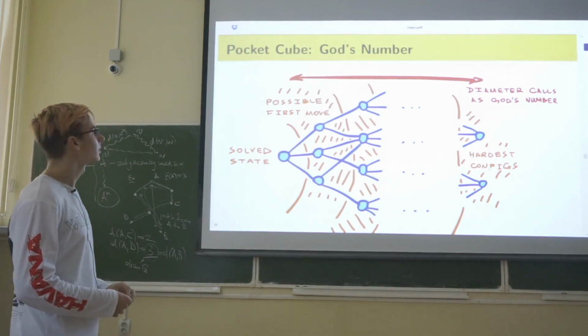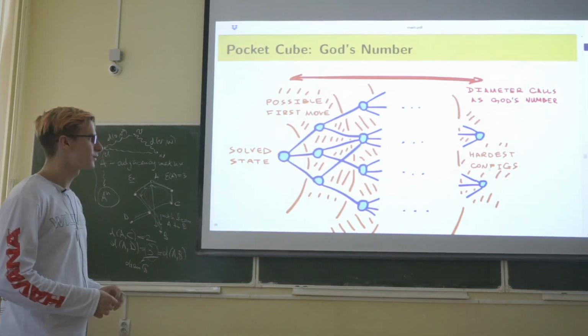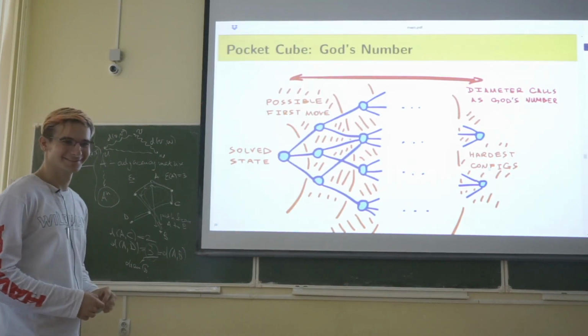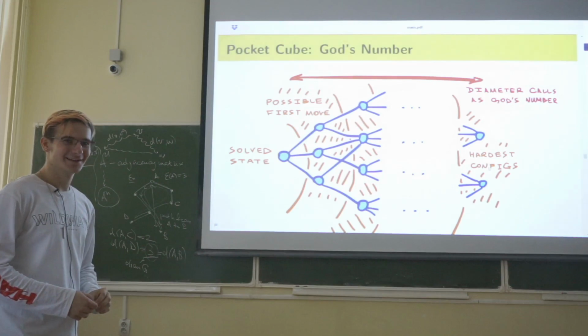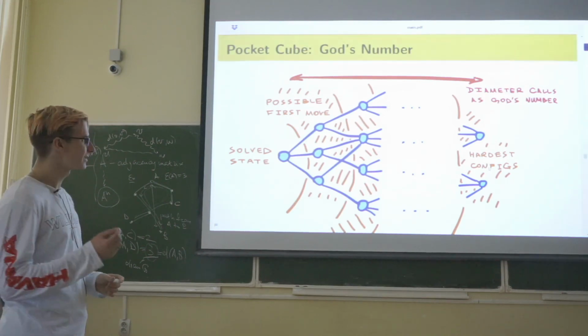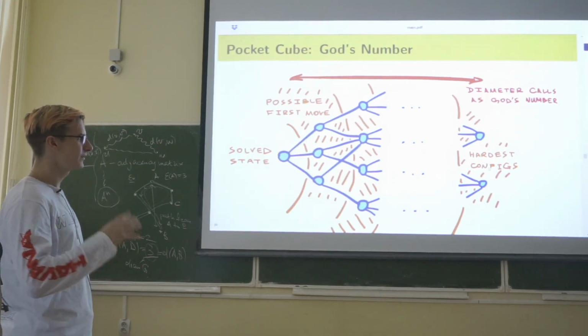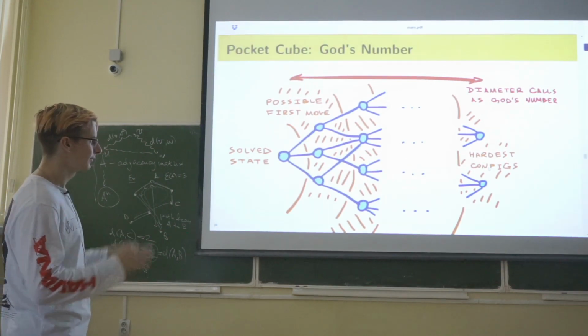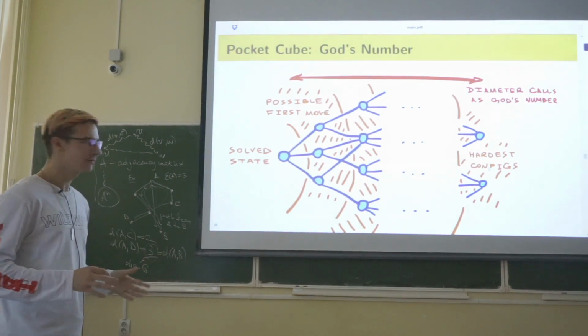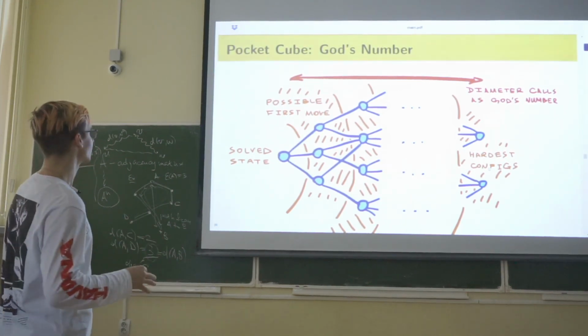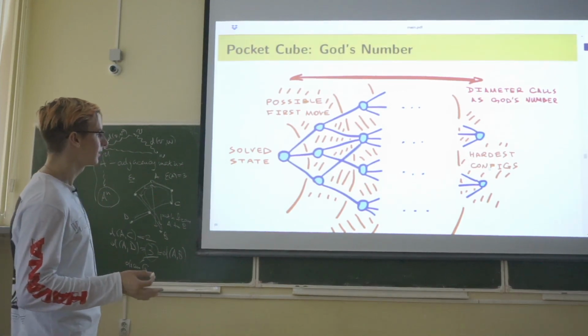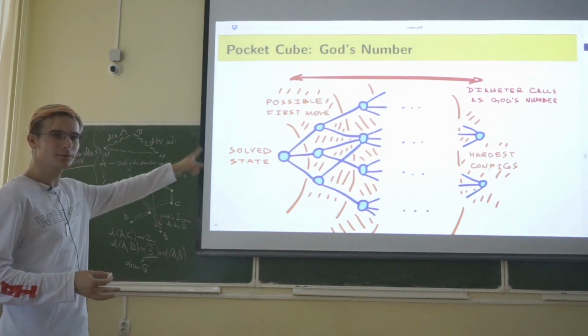So the diameter of the pocket cube is equal to 11? 11. Understand that we have more than 3 million vertices, and its graph has diameter equal to 11. But it's not a full graph.